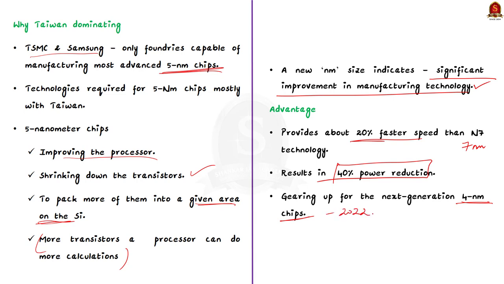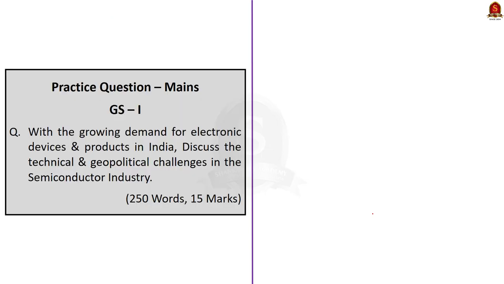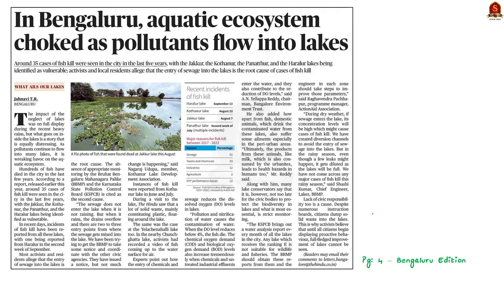With this, we have come to the end of this particular discussion. Through this discussion, we came to know about semiconductors and its geopolitical significance, and also about the latest initiatives of the Indian government to increase the production of semiconductor manufacturing in India. With these key learned points, now let us move on to the next article discussion.